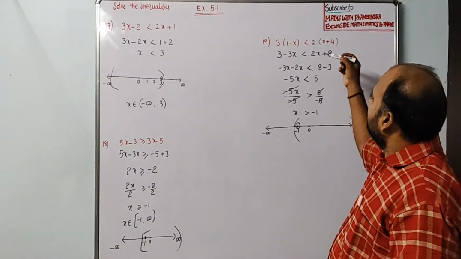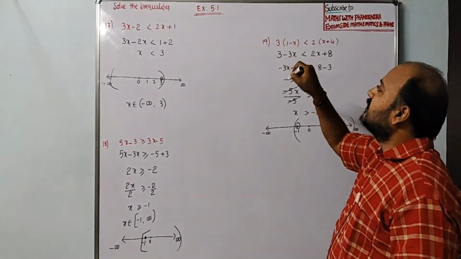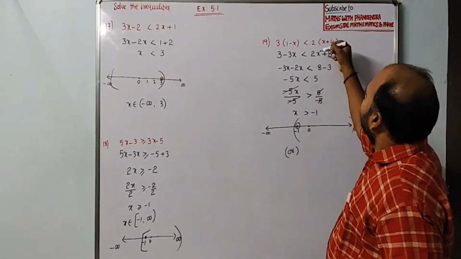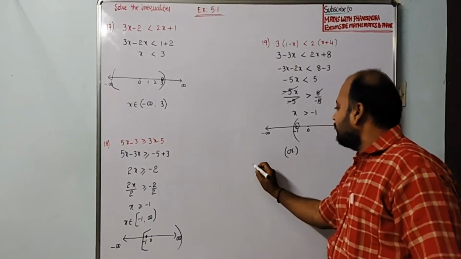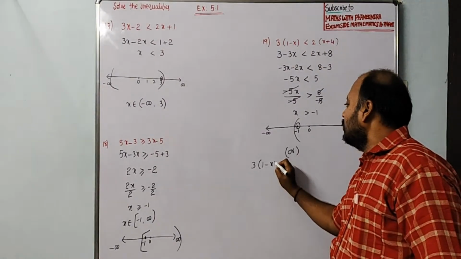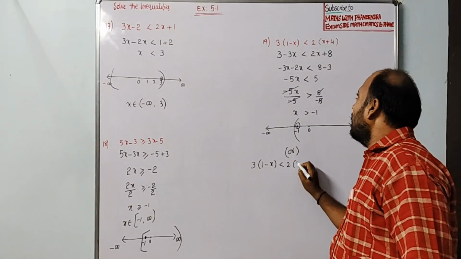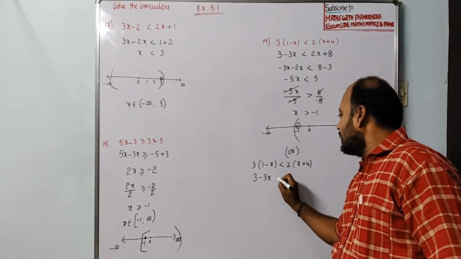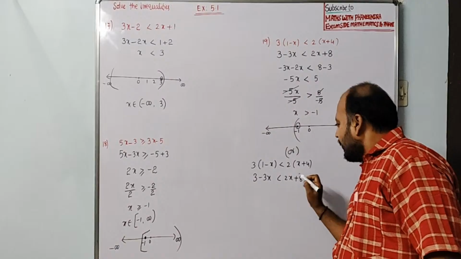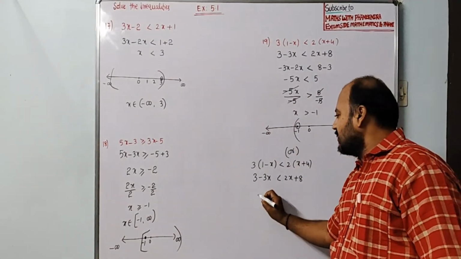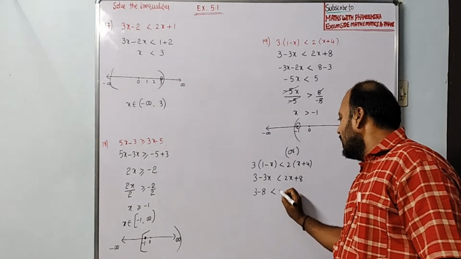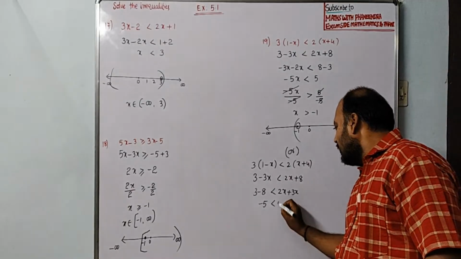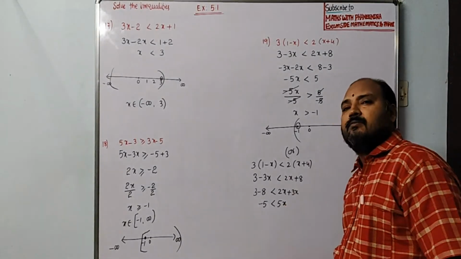Sir, you said we are bringing 2x to this side. Instead of that, another method I am doing; both methods are the same and we get the same answer. Some students will think this way: 3 into 1 minus x, so why can't we do this procedure? 3 minus 3x is less than 2x plus 8. Minus 3x bring this side, 8 bring this side. 3 minus 8 is less than 2x plus 3x. Okay, so minus 5 is less than 5x.